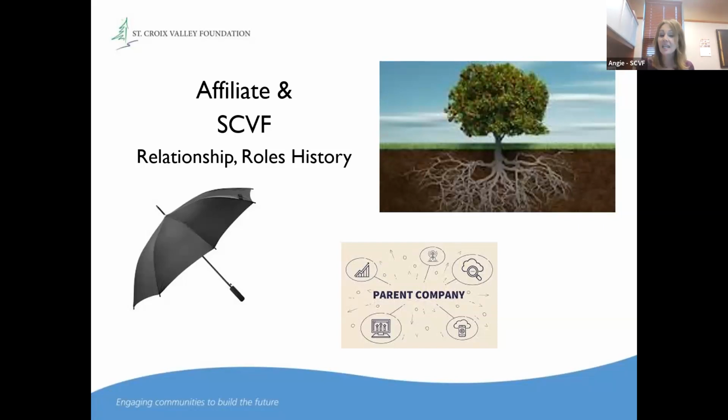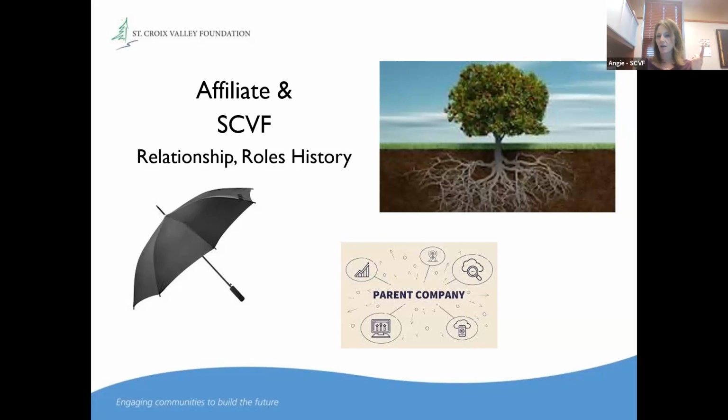So legally, and this is a big reminder, there's one governing board, and that is the St. Croix Valley Foundation Board. And then our 10 affiliates offer advisory boards. So we like to say that those affiliates have their finger on the pulse of what's going on in local community, and they can feed that back to the St. Croix Valley Foundation. So as far as affiliate advisory board duties, there's actually very minimal required of an affiliate.